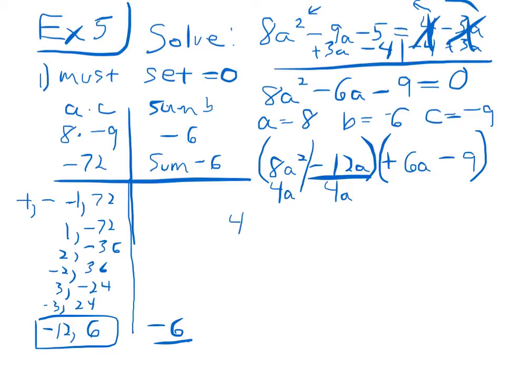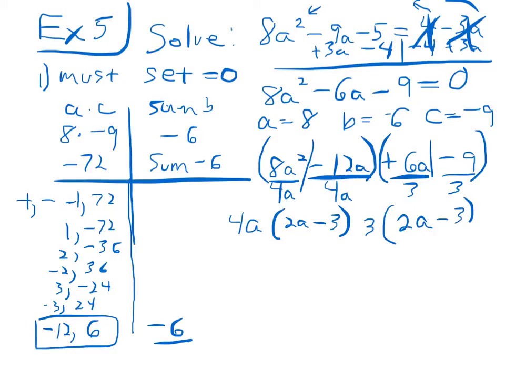So my GCF of these would be 4a. Okay, so I have 4a. When I factor those out, I get 2a minus 3. And then my GCF here would be 3 and 3. So I have 3, and then I get 2a minus 3. Okay, now I got to hug my GCFs, 4a and a positive 3. Okay, and then my other one is 2a minus 3.